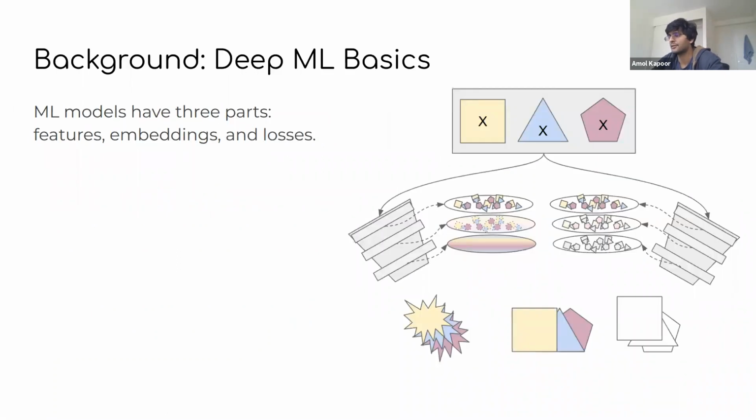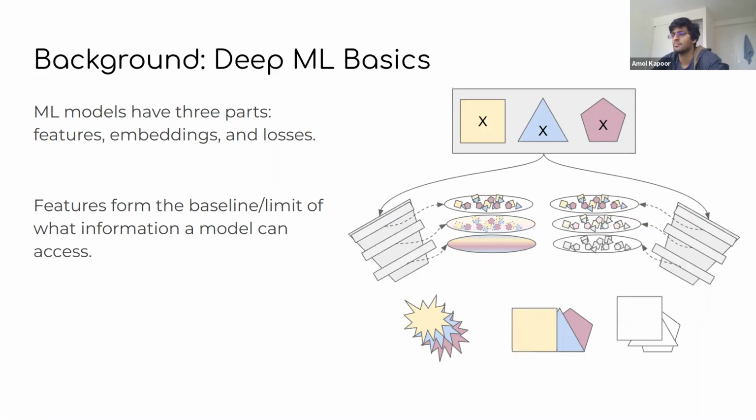For people who've read anything on my blog, they may have seen this picture before, but it's worth covering again because I don't think we've ever explicitly talked about how I think about ML models. Basically, ML models have three parts: features, embeddings, and losses. The features are the baseline, or the limit, of what information a model can access. In the example on the right, we have a data set of shapes and colors. The model is able to see some information about shapes and some information about colors, and it can use that to make some sort of a decision.